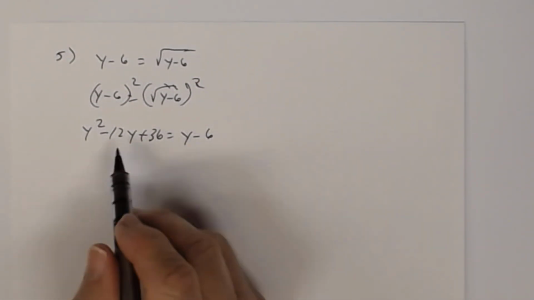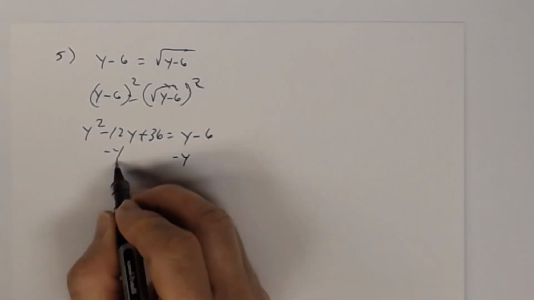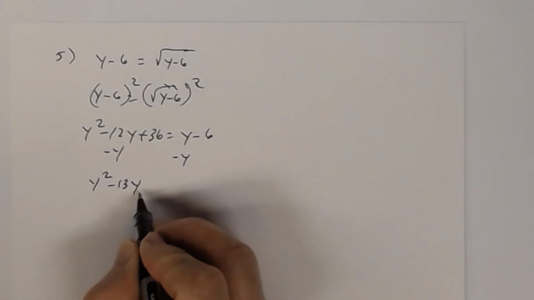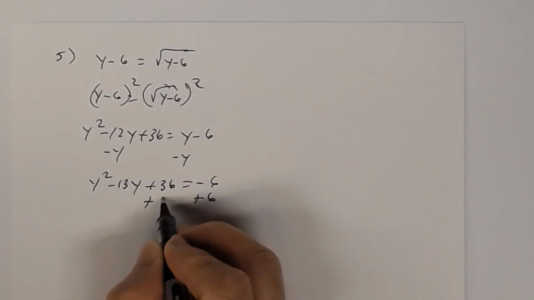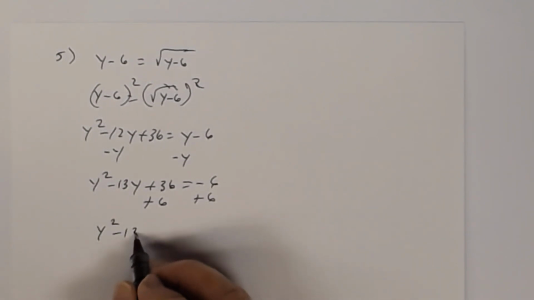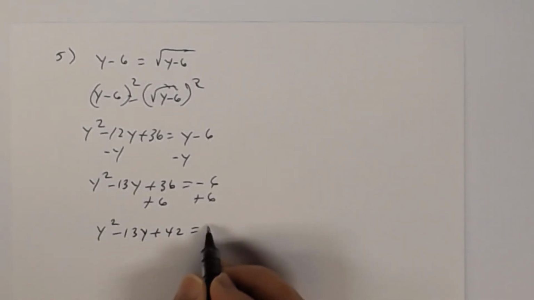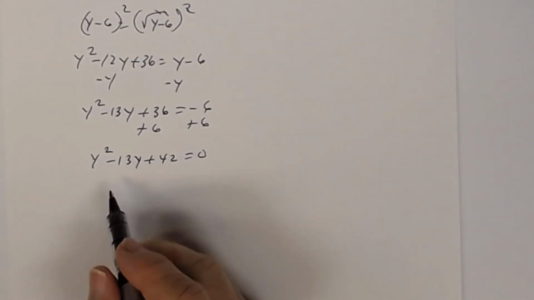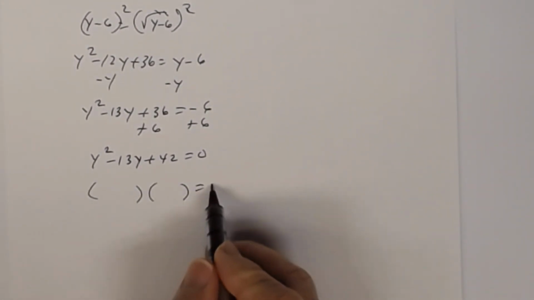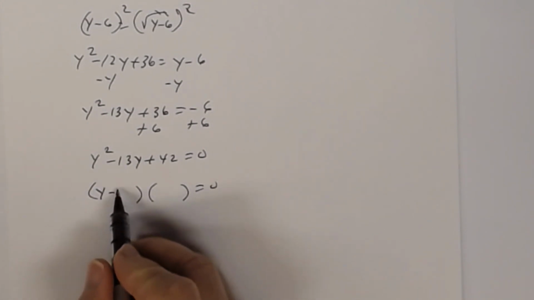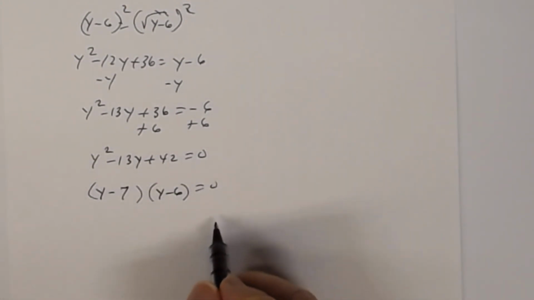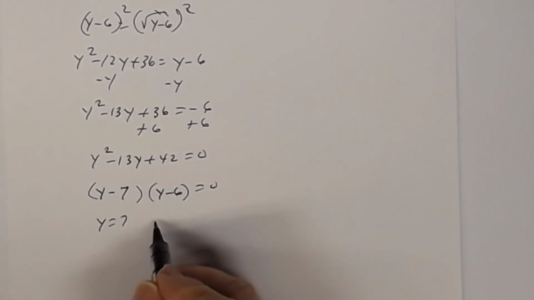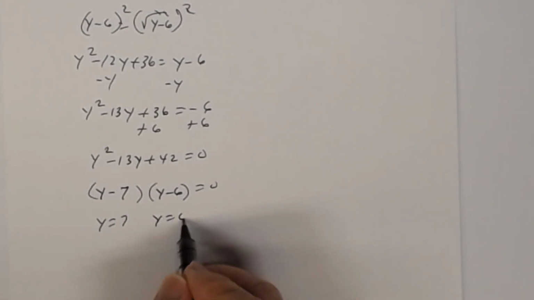Now notice I had this quadratic, so let's bring everything to one side. So I'm going to subtract y from both sides. So I get y squared minus 13y plus 36 equal negative 6. Adding 6 to both sides, I get y squared minus 13y plus 42 equal 0. All right, and so now factoring, just like we did all the other problems, we get y minus, let's see, that's going to be 6 and 7, I think. Yep, 6 and 7. So y minus 7, y minus 6, setting each one equal to 0. I get y is equal to 7 here and y equals 6.